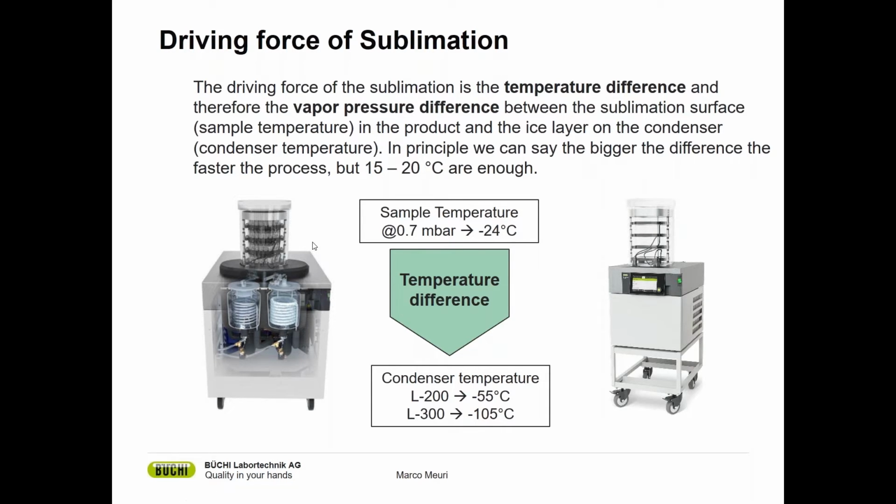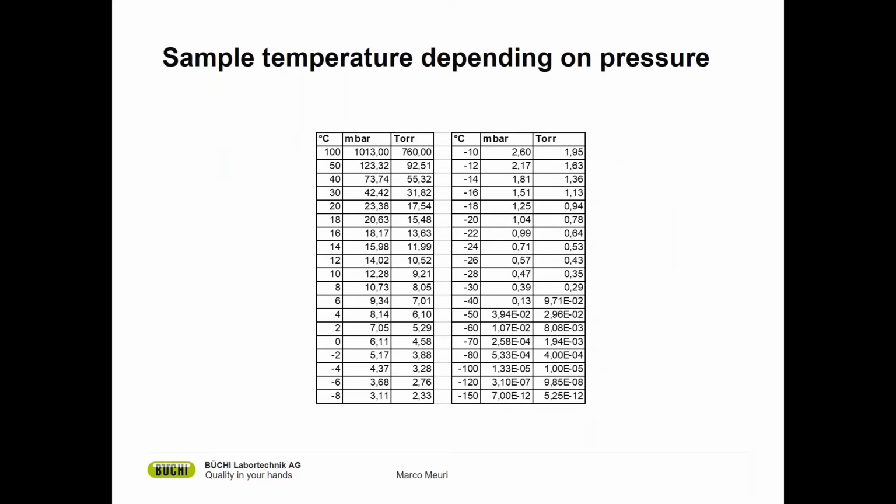But now if we go back and look at this table, there's a common misunderstanding where the expectation is that the lower the pressure is in a freeze dryer, the faster the freeze drying process will be. And this is not correct. Because what is happening, if you go for lower pressure, you will go for a lower sample temperature.